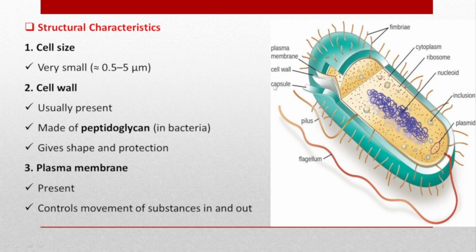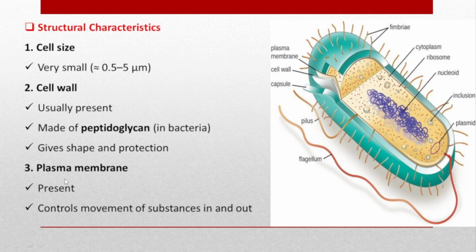When we discuss the structural characteristics, first is cell size: prokaryotic cells are very small, normally 0.5 up to 5 micrometers. Regarding the cell wall, the prokaryotic cell usually has a cell wall, but not all of them do. The cell wall is made of peptidoglycan, for example in bacteria, and this cell wall gives shape and protection to the cell.